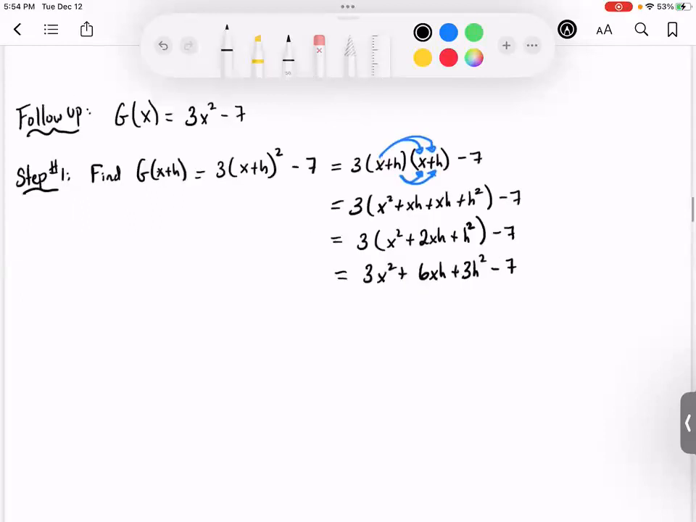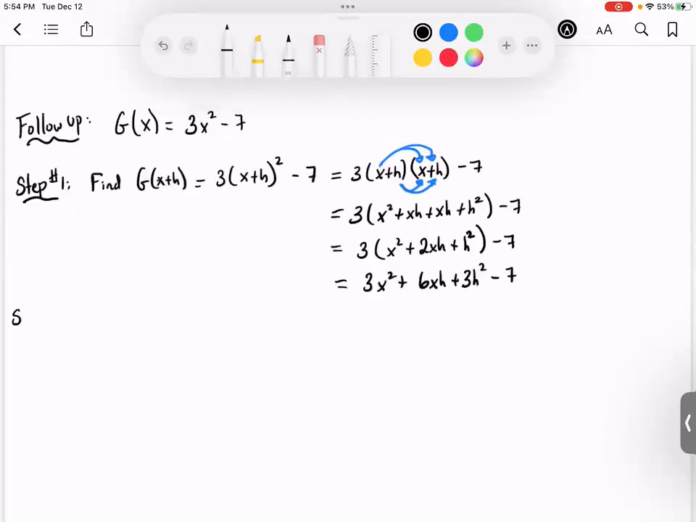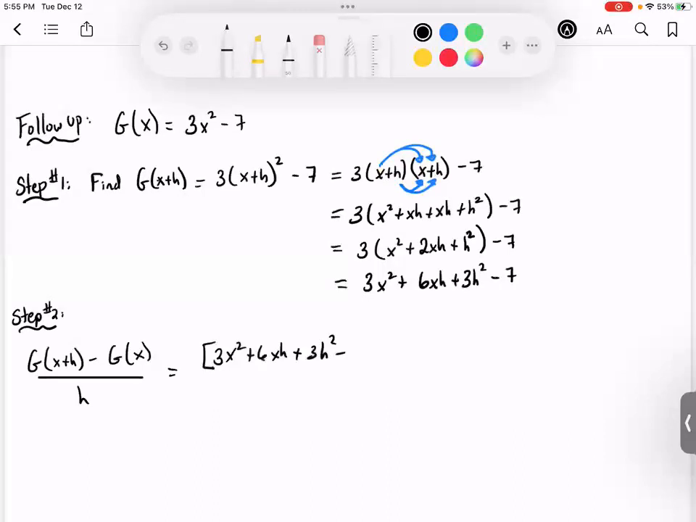The next step, step 2, is to tackle the difference quotient. So again, rewriting the difference quotient in terms of g, we have g of x plus h minus g of x, all divided by h. g of x plus h is exactly what I had from step 1: 3x squared plus 6xh plus 3h squared minus 7, minus the original function, 3x squared minus 7, all divided by an h.